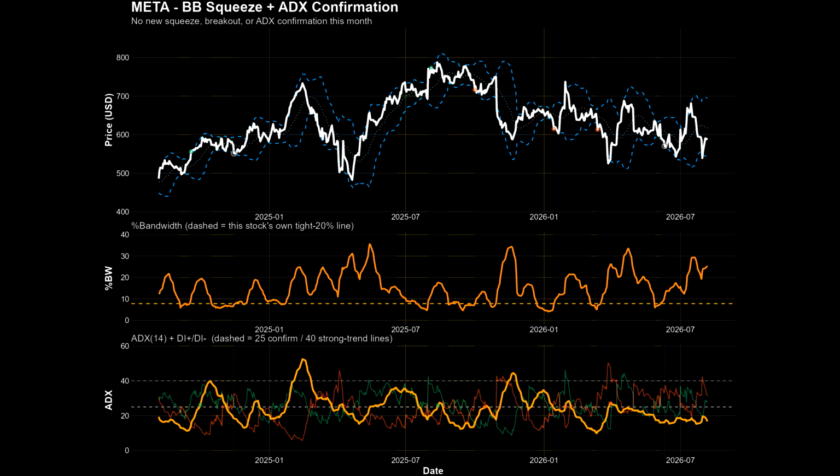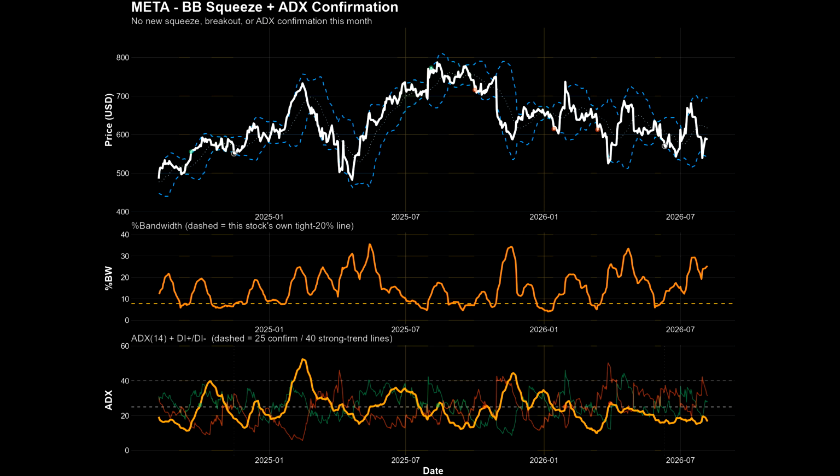Here's exactly what to track as the months advance. Watch the percent BW panel for a genuine squeeze, the line dropping down toward this stock's own tight band threshold. Then, in the same stretch of time, watch the ADX panel underneath it. If ADX is climbing through or beyond that 25 line as price pushes out of the squeeze, you're watching a confirmed setup, exactly the combination the strategy spotlight described. If instead ADX stays flat below 25 while the bands widen, that's an unconfirmed expansion, volatility moving without real trend conviction behind it, a materially weaker setup.